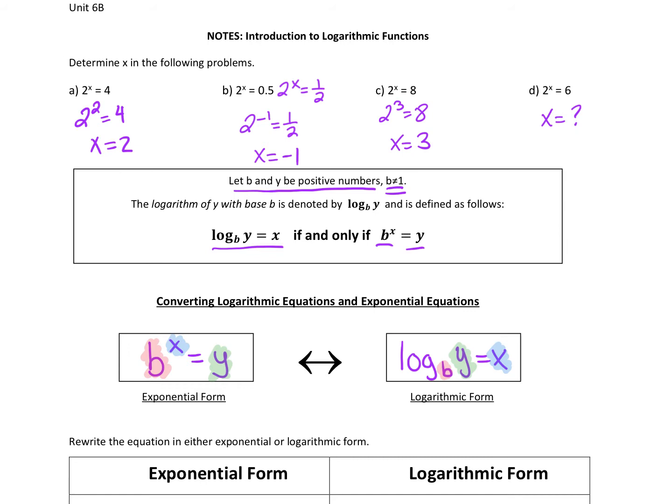And so let's label some of these. We said that our b is our base, same with here, the base of the log. Our x is our exponent. And our y is our answer, or on this side we're going to call it our argument.